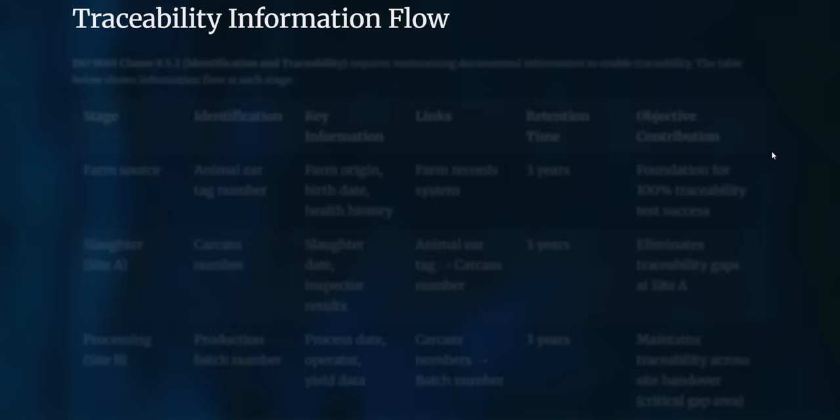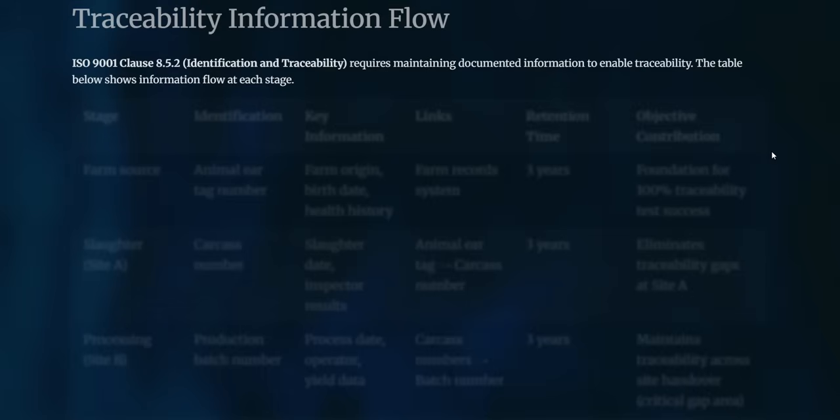Now, traceability information flow. How does it flow in real life? According to ISO clause 8.5.2, identification and traceability, it requires maintaining documented information to enable traceability. And the table below is going to show us information flow at each stage in our case study.